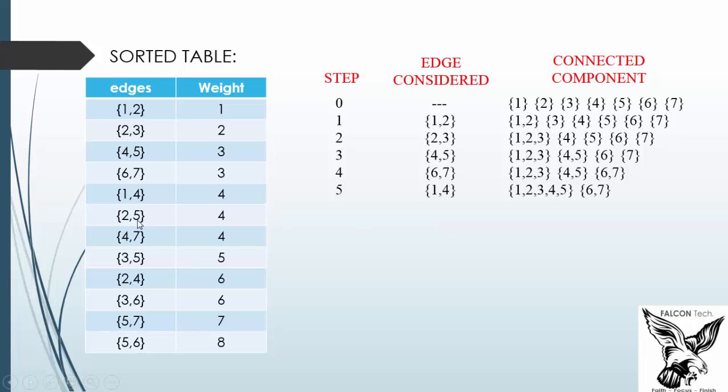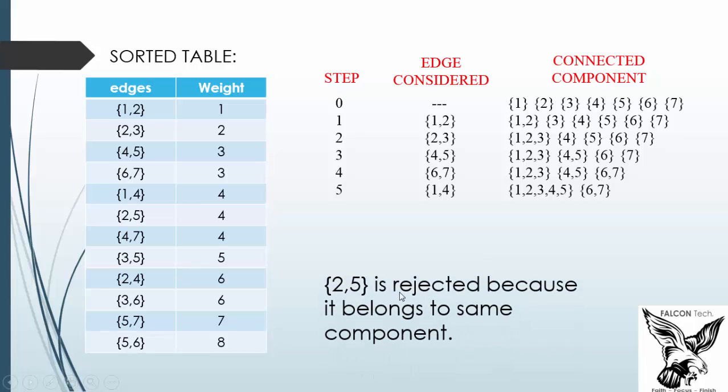Now 2 and 5. See here 2 and 5 belong to the same component. So 2 and 5 is rejected because it belongs to the same component. So we will consider 4 and 7. So now 4 and 7 belong to different components. So 1, 2, 3, 4, 5 and 6, 7 will be merged.